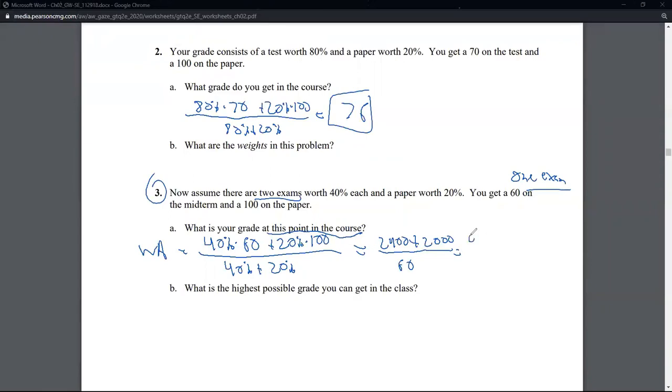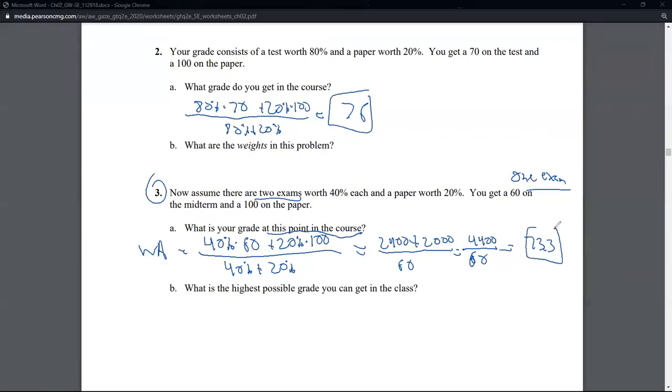The top is going to become 4,400 divided by 60. That's a terrible looking 6, isn't it? And if you do that division, you end up with 73.3. And again, you could round to the nearest whole number because that's what your teacher's going to do anyways and call it a 73, but I'm just going to stop there.